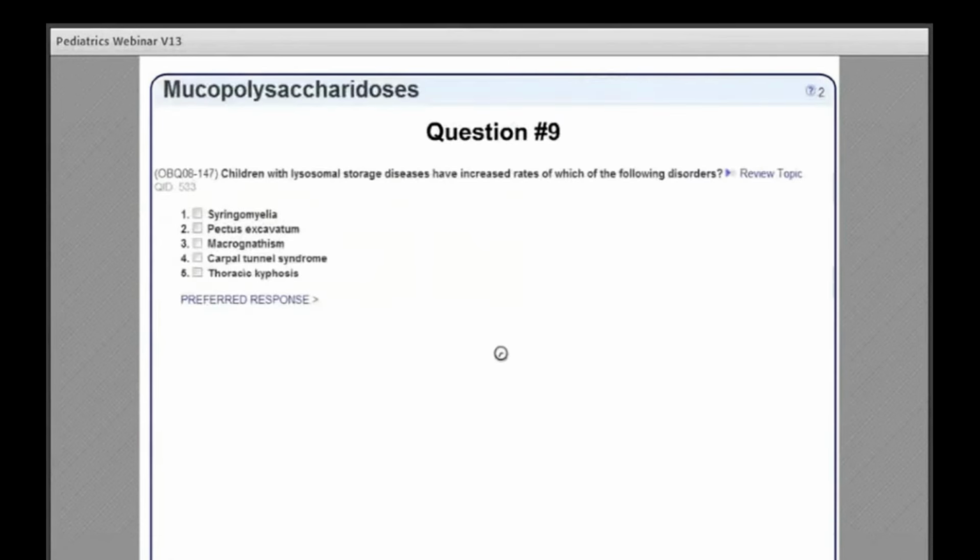Mucopolysaccharidoses. Children with lysosomal storage diseases have increased rates of which of the following disorders? Syringomyelia, pectus excavatum, micrognathism, carpal tunnel syndrome, and thoracic kyphosis.